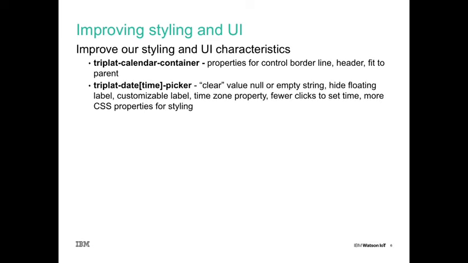The triplat date and triplat date time picker now give the application control over whether a clear means to set the value to null or set it to an empty string. Some applications have a preference, so that's controlled by the application now. We support hiding the floating label. We support more customizable labels. We added a time zone property. And now we have fewer clicks to set the time. And also we just generally added more CSS properties for improved styling or flexibility with styling.